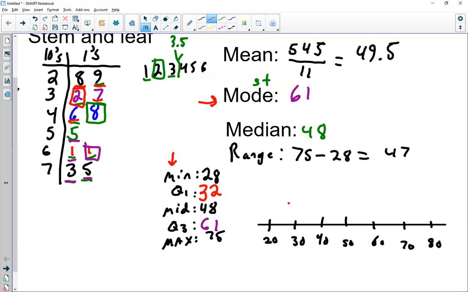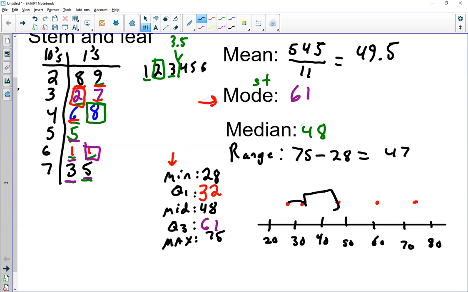Well, this is tomorrow. 28, 32, 48, somewhere around here, a little bit before 50, 61, just past 60, and 75 in the middle of 80 and 70. I'm sorry, I didn't realize I'm blocking my head here. All right, with that in mind, for the middle parts, you make a box, and for the end parts, you make what we call the whiskers, or just a line.